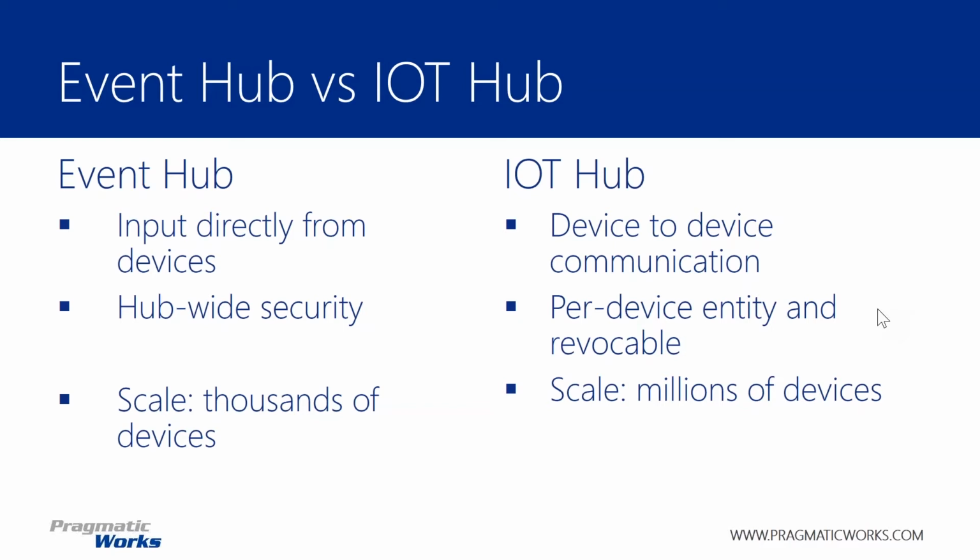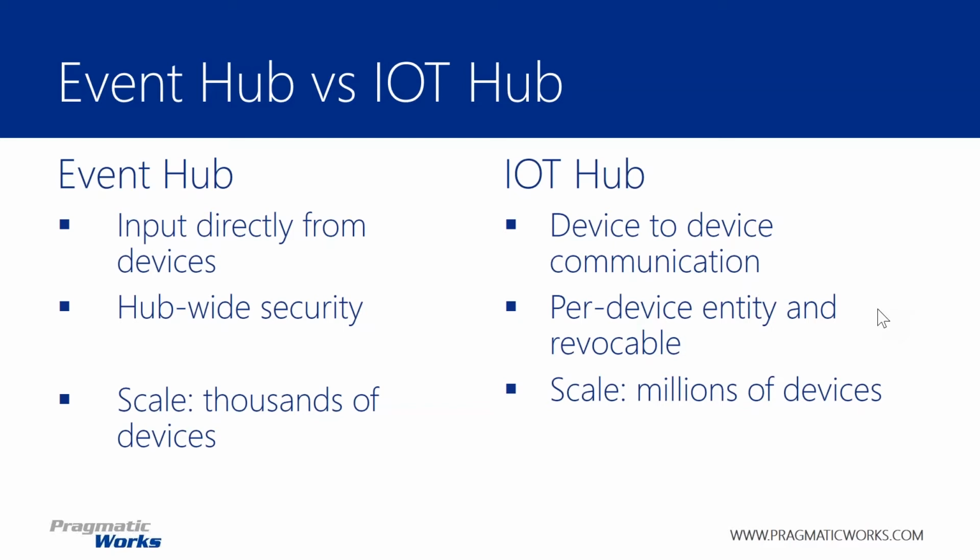You're not going to have those capabilities in an event hub. Event hubs are just consuming data as it's streamed through. So it could be used for devices or also applications that are just streaming data through to us. Security is a key differentiator between the two. With the IoT hub, we have per device security.